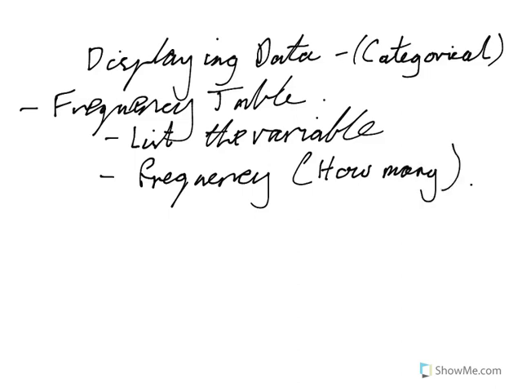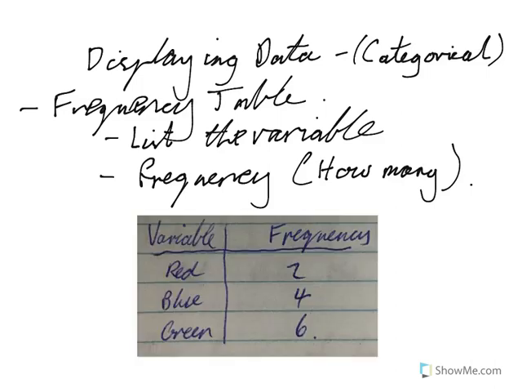Of each of those things. So an example of a frequency table would be something like this. There's our frequency table, just three things, red, blue or green in the colours, and then the frequency tells you how many of those things there were.